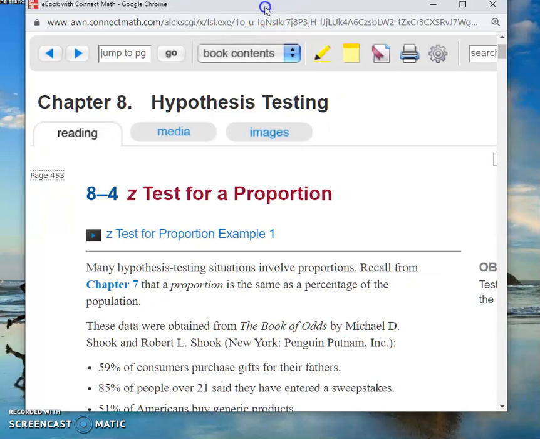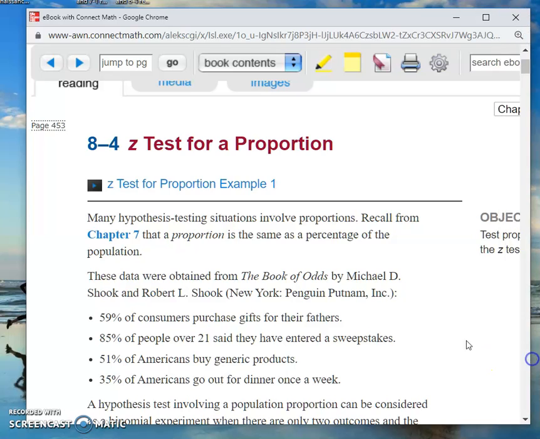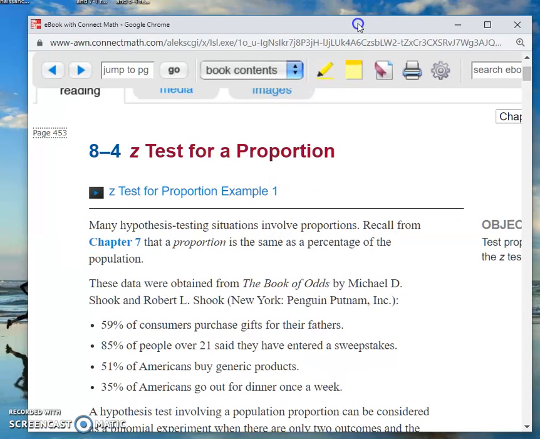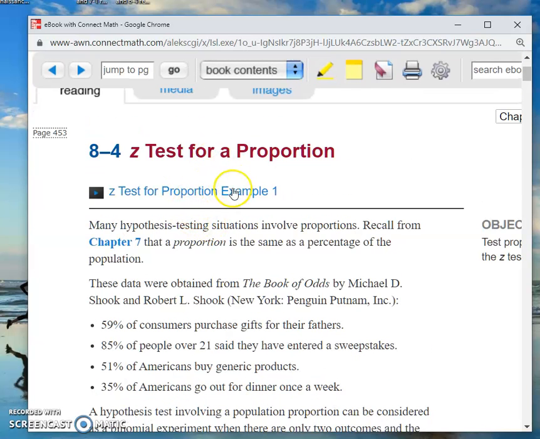Now, typically for what we're doing this for, our proportion is one or the other. It's binary. In other words, it's a binomial type distribution in the sense that it's one or the other. You're male or you're female. You graduated or you didn't graduate. Okay. So let's talk about the z-test for a proportion.